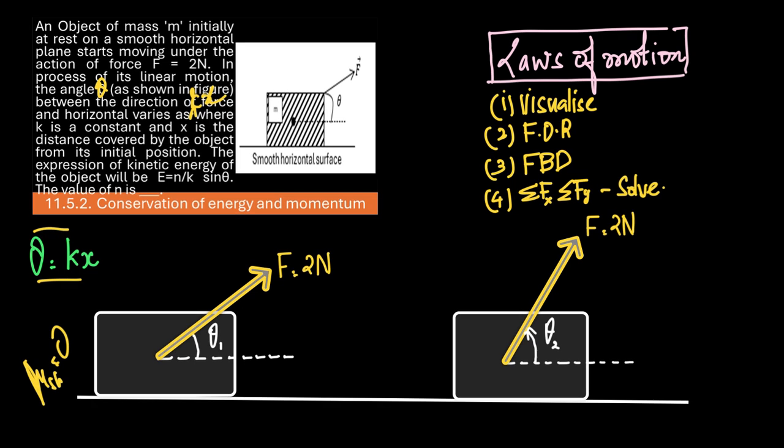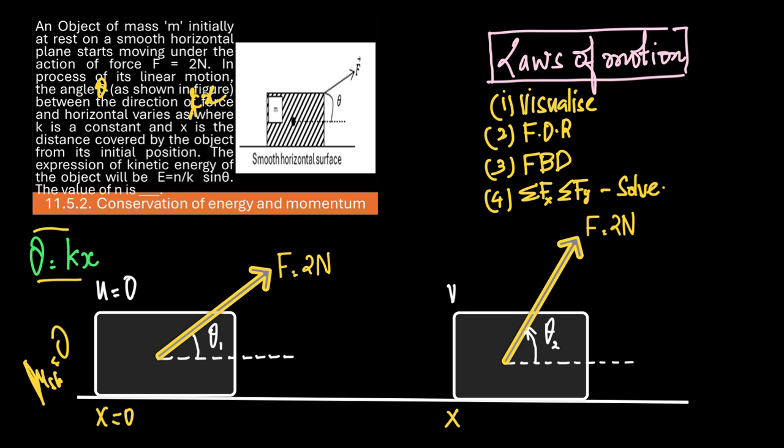So I'll mark this as the initial position. Say this is x equal to 0, and this is at x equal to x. The initial velocity is 0, so u is equal to 0, and the final velocity is v. These two terms are really important: 0 to x and 0 to v. So x is varying from 0 to x, and velocity is varying from 0 to v.